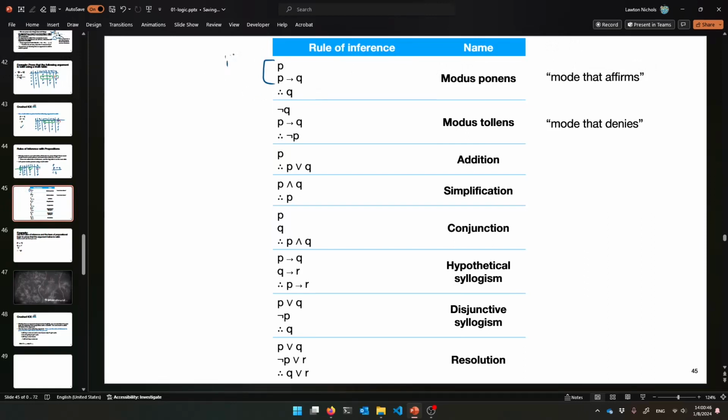So if we have the hypotheses, if we have these, we know that this must also be true. Okay, that's what's going on there.